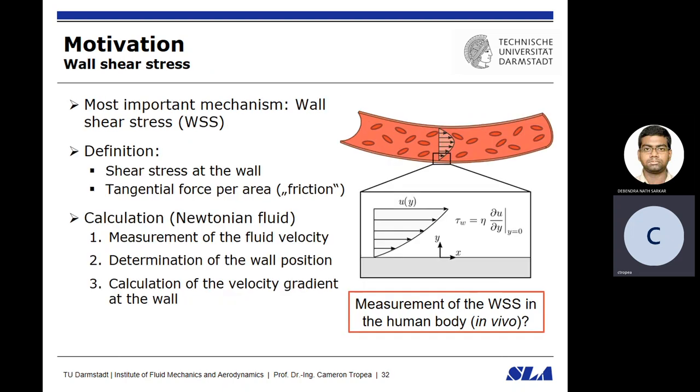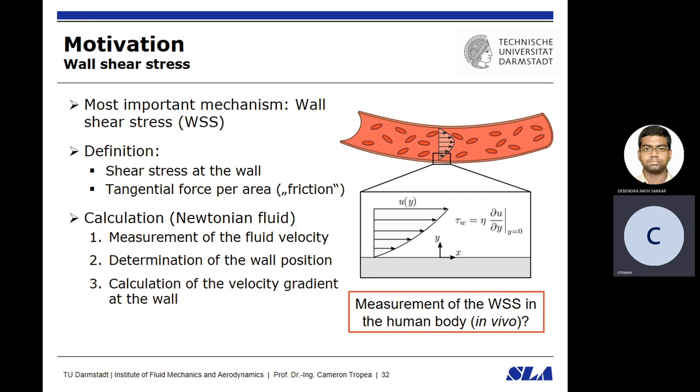And so the wall shear stress is basically the velocity gradient on the wall times the dynamic viscosity. So wall shear stress is dynamic viscosity times du/dy, where u is in this direction, y is in this direction, at the wall. And there are several reasons why that's important, but one is that this mechanical shear stress on the wall promotes cell division.